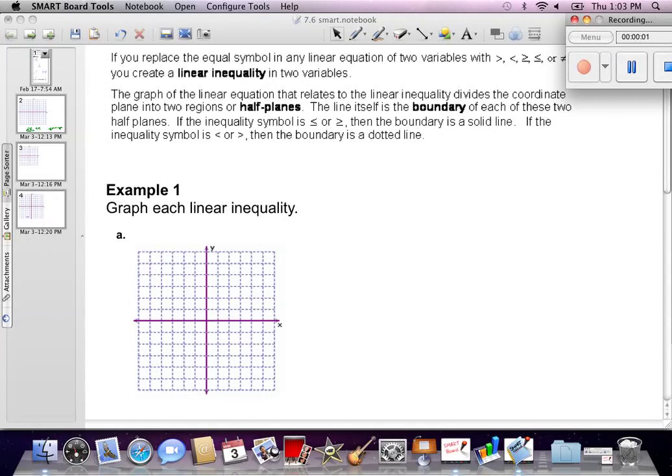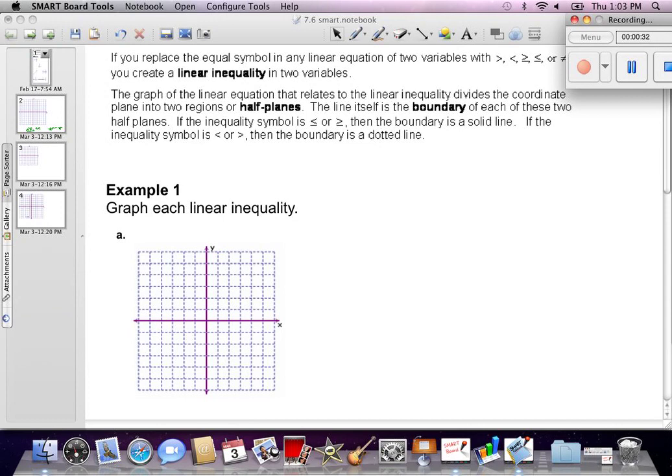All right, ladies and gentlemen, we're looking at 7.6, solving systems of linear inequalities. If you replace the equal symbol in any linear equation of two variables with a greater than, less than, greater than or equal to, less than or equal to, or not equals to, you create a linear inequality in two variables. The graph of the linear equation that relates to the linear inequalities divides the coordinate plane into two regions, or half planes. The line itself is the boundary of each of these two half planes.